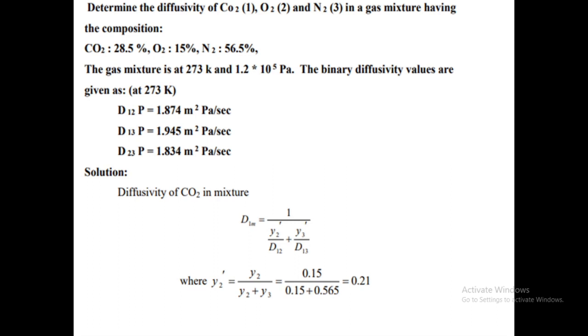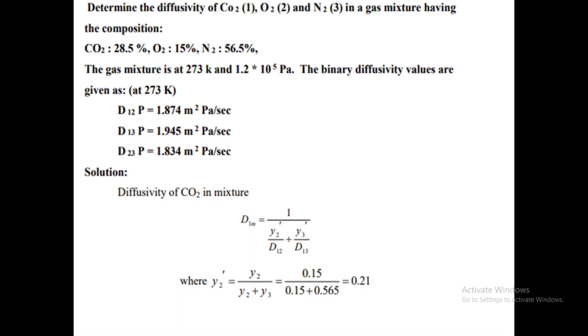So this is the problem of multi-component diffusion. Determine the diffusivity of carbon dioxide, oxygen and nitrogen in a gas mixture having the composition: more than one component is present in the problem, so this problem obeys multi-component diffusion. Carbon dioxide 28.5%, oxygen 15%, nitrogen 56.5%. The gas mixture is at 273 Kelvin and 1.2 times 10 to the power of 5 Pascal.